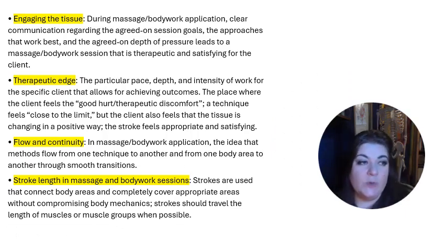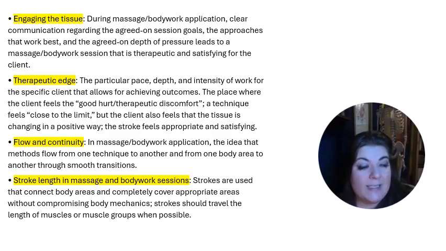Engaging the tissue. We have clear communication about the goals the client has. We can feel what the tissue needs, and we come up with a satisfactory compromise to get that client to their goal while working with the body in the way that it needs. The therapeutic edge is the pace, depth, and intensity for a specific client that allows for achieving those outcomes.